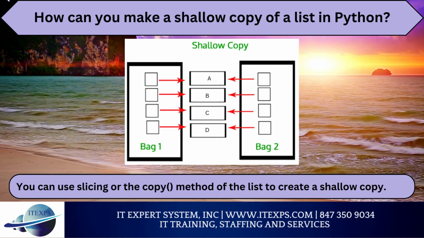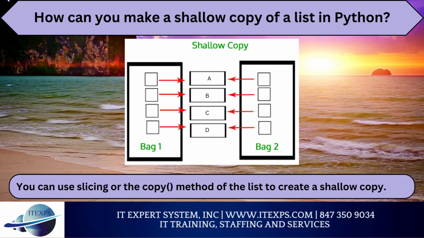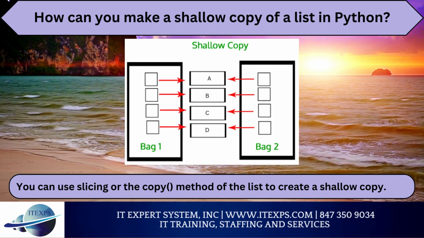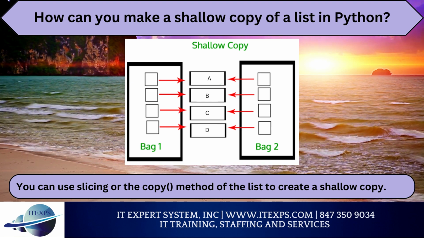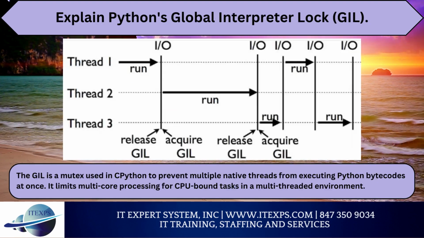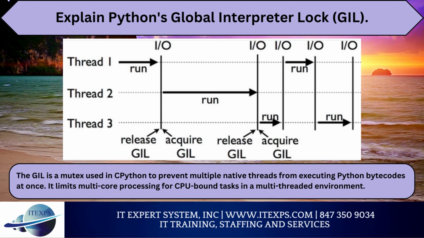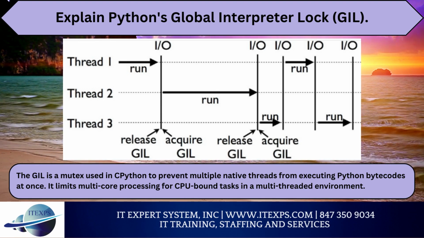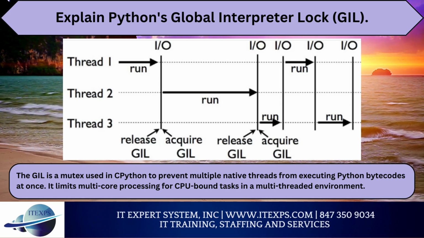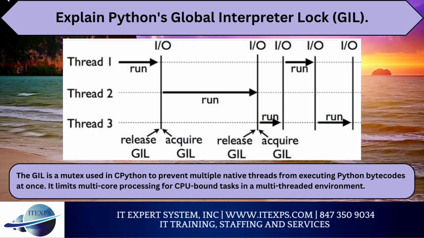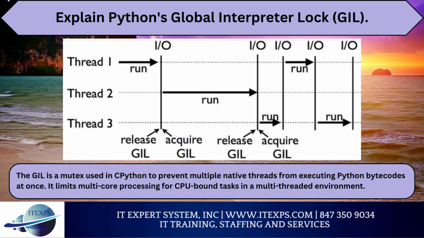How can you make a shallow copy of a list in Python? You can use slicing or the copy method of the list to create a shallow copy. Explain Python's global interpreter lock. The GIL is a mutex used in Python to prevent multiple native threads from executing Python bytecodes at once. It limits multi-core processing for CPU-bound tasks in a multi-threaded environment.